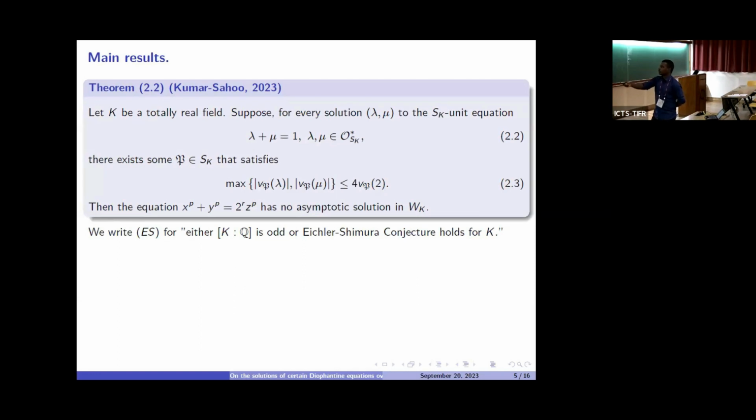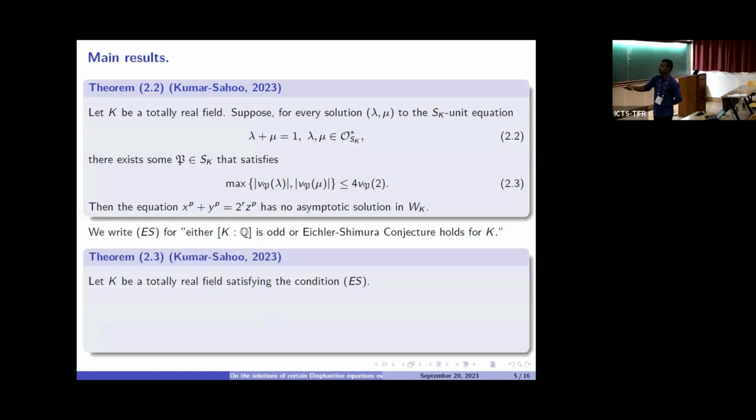Okay. So we write OES for either the degree of K over Q is odd, or the Eichler-Shimura conjecture holds over K. Let me just recall what the Eichler-Shimura conjecture is. You start with a Hilbert modular form of parallel weight 2 and level n with rational eigenvalues. Then there is an elliptic curve over K of conductor n, so that if you take the L-function, both E_F and A_F have the same L-function.